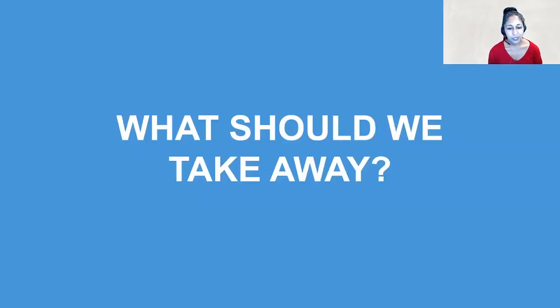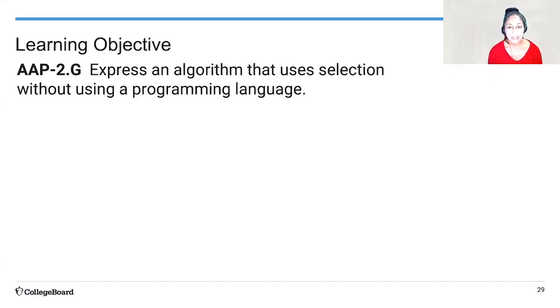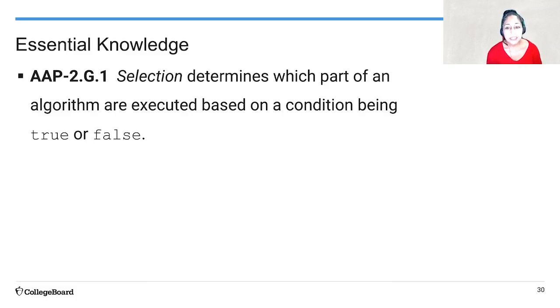So to recap what we should take from this, we can express algorithms that use selection using flowcharts or pseudocode. We don't always have to do this with a programming language. And using selection, we can decide what part of our algorithm we want to execute according to whether or not that condition is true or false, or answering that question yes or no.